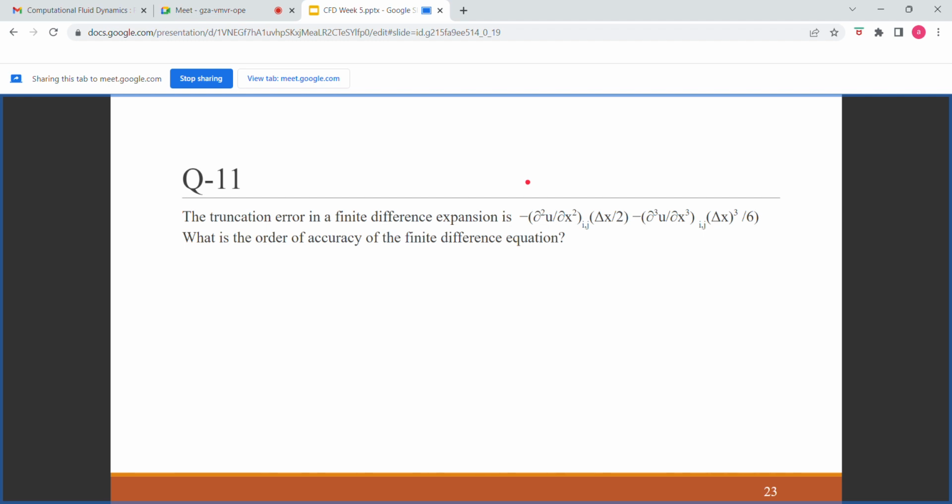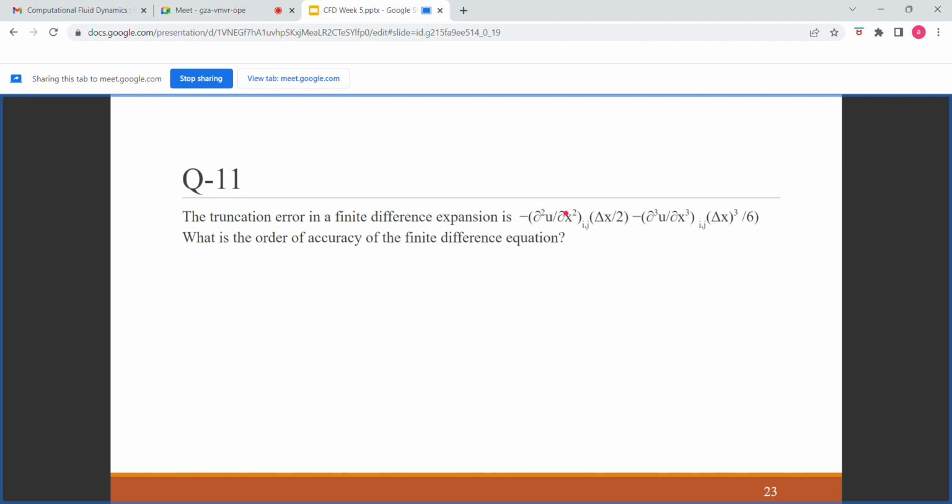It is all those terms that are ignored from the Taylor series expansion, the terms with higher power that are ignored when using the differencing schemes. So the order of accuracy depends on the terms in the truncation error. The power of the first term in the truncation error denotes the order of accuracy. So what is the first term in this? The truncation error in a finite difference expansion is given by this.